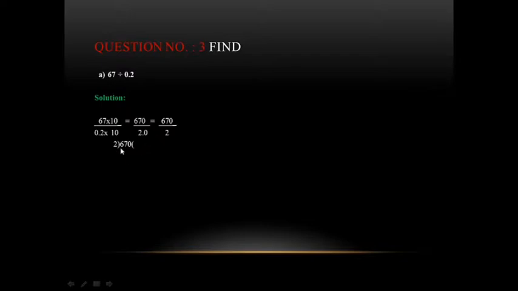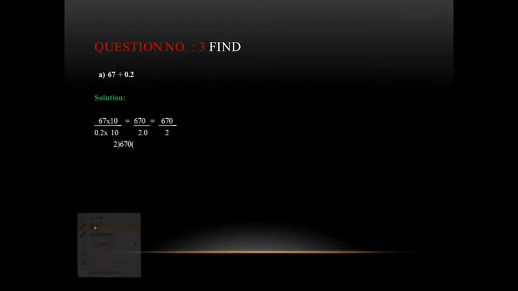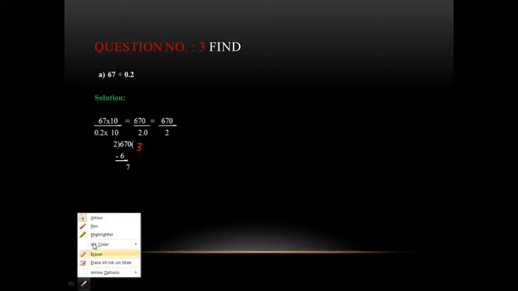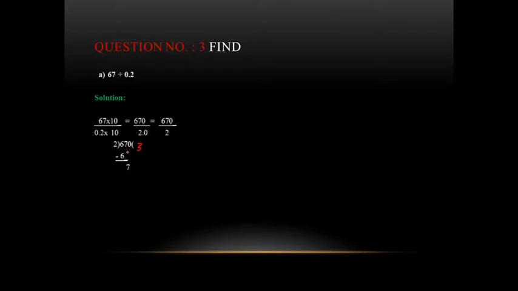So that is 2 divided by 670. Then here 2 into 3 it will be 6, because the first digit is given 6. So 2 into 3 will be 6. Then we will subtract 6 from 6. Then 6 minus 6 will be 0. If we got 6 minus 6 as 0, then the next digit is given 7. So we will bring this 7 down, and then again 2 into 3 will be 6. Then 7 minus 6 will be 1.